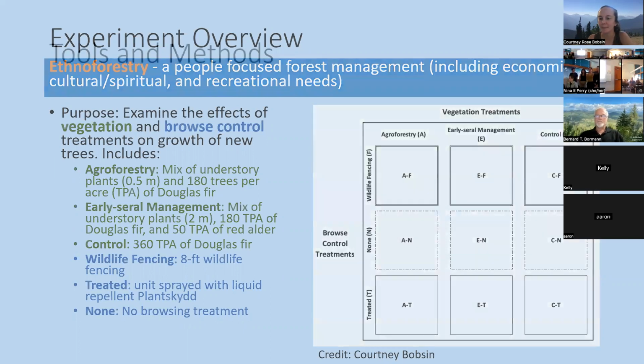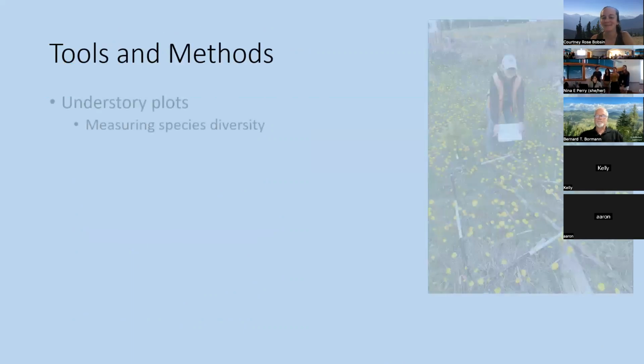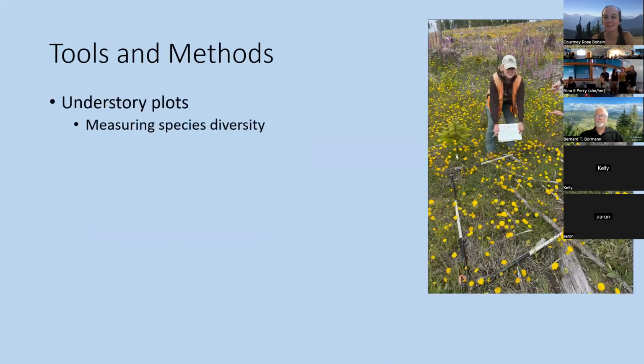No questions. Move on. So for our tools and methods, one of the things we did were understory plots. We set out these 1.5 meter poles and make a little square. Within that square, we'd measure the species diversity. So we're looking at species richness, how many different species there are, and species evenness, how much of this square is composed of a certain species.